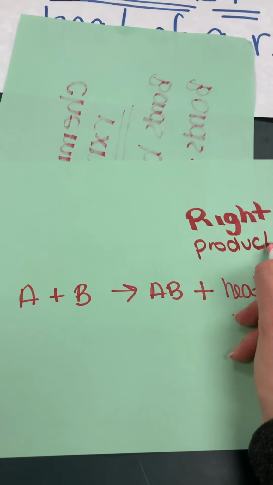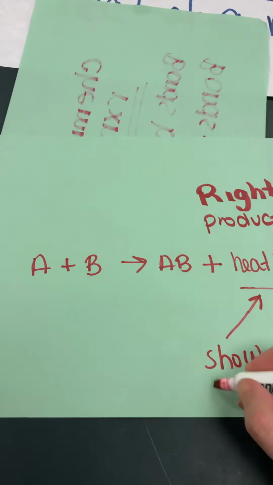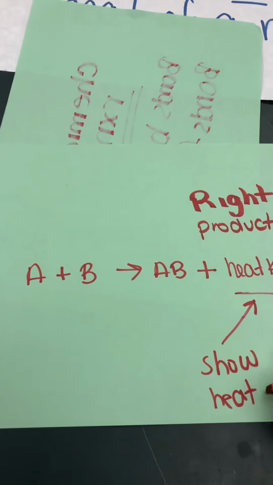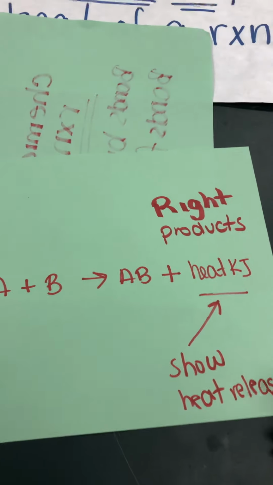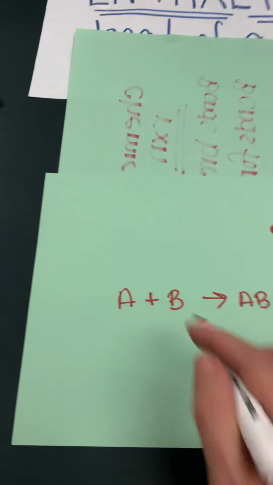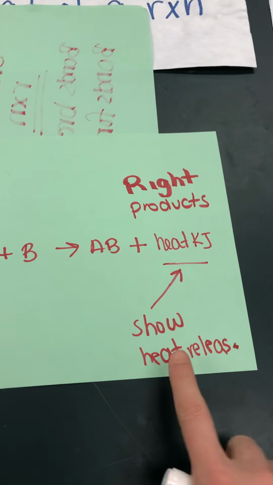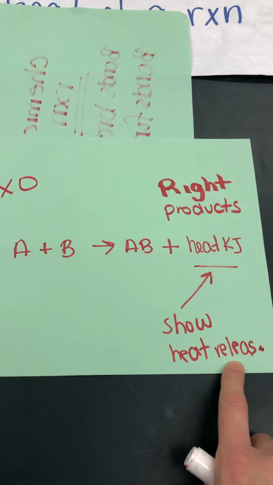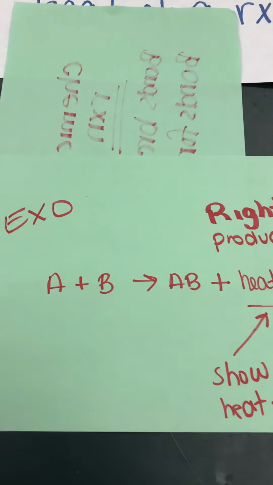So I show heat being released. I was supposed to say released. Okay. I hope you can write the rest. So this is an exothermic reaction. It shows heat released. Okay. All right. Well, what if my reaction is endothermic?